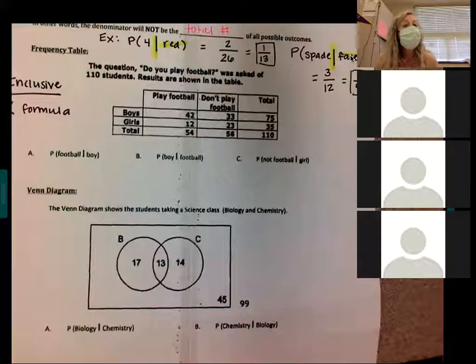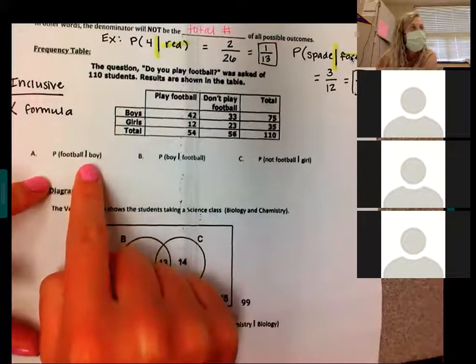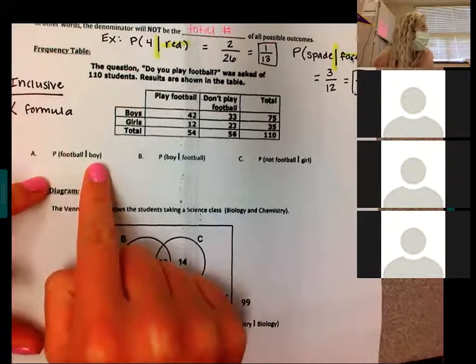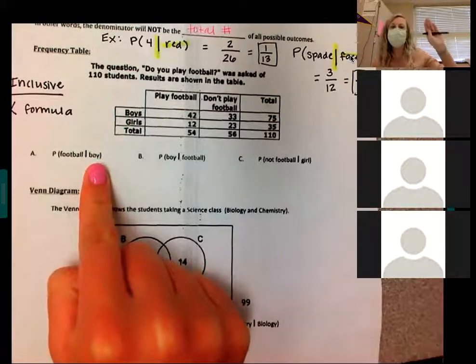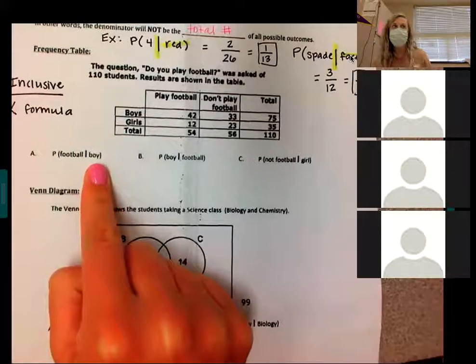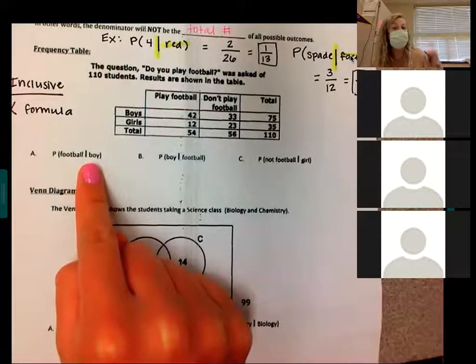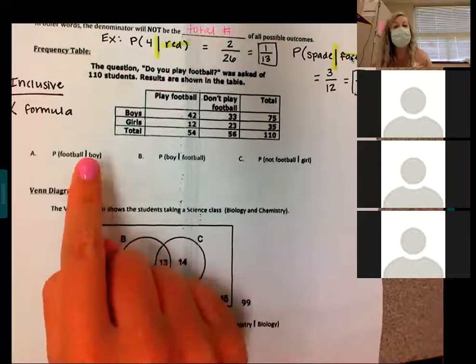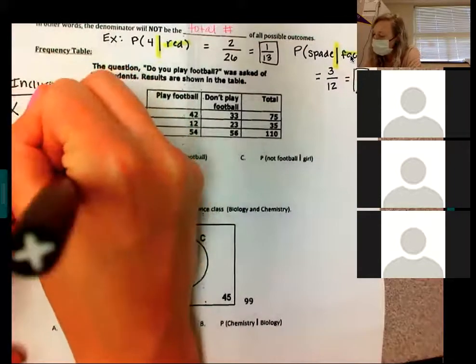If you look at question A, it says, what's the probability that they play football? What does this bar mean? Given they are a boy. Who are the only people I'm looking at in this table? Boys. It says given they are a boy. So I just narrowed down my sample space to only who? Only boys. So can y'all tell me what my denominator is going to be? 75. Very good.